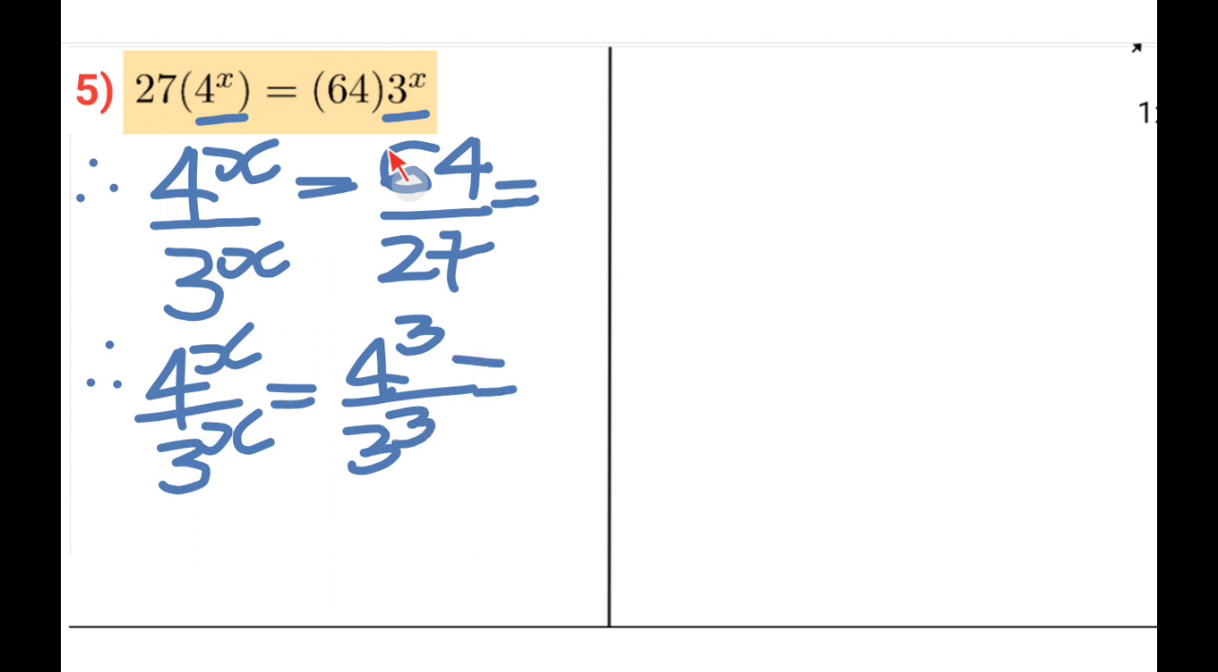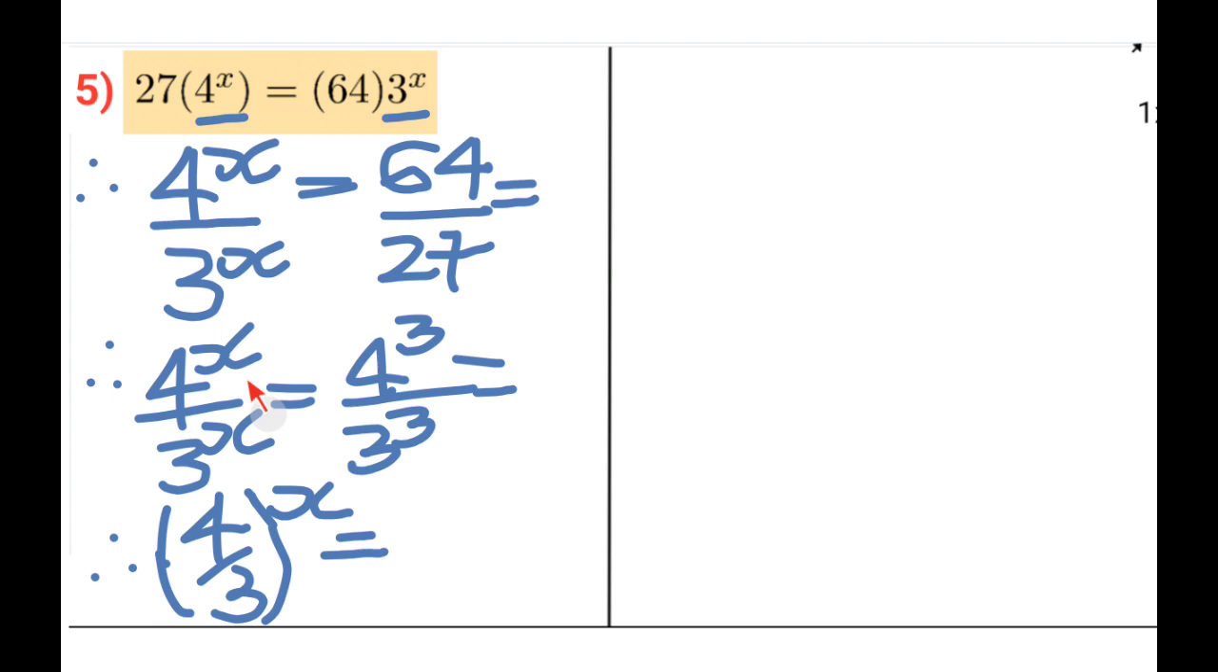But that means, if you've got two exponents or powers with the same index exponent, then you can just go 4 over 3 all to the power of x. That's one of the laws of exponents. Same for the right hand side.